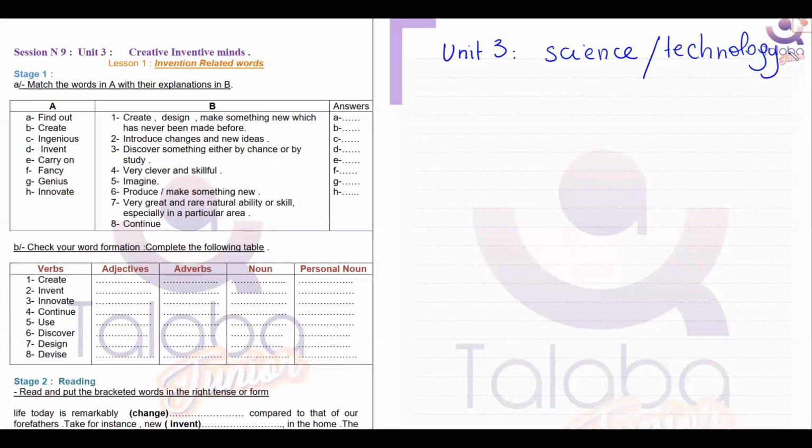To find out. I give you the example of, for example, Christopher Columbus found out America. Now, what is the meaning of to find out? The past is found. Find out. This is the verb. And the past is found out.